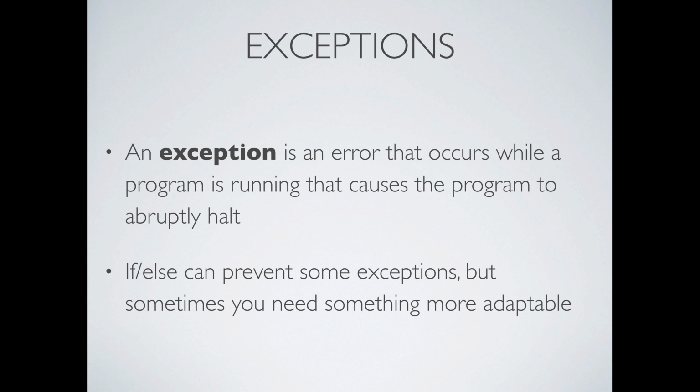So today we are going to talk about how you can handle these exceptions. Obviously, writing good code is one way to handle it, but there are times where you need a more direct way to handle them. If and else can potentially prevent some exceptions, but sometimes you need something even more adaptable. We're going to work through an example and talk about potential exceptions or errors that might come up with this piece of code, and how we can use exception handling specifically to make the code a little bit better.